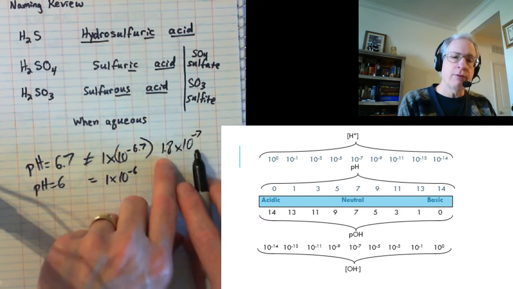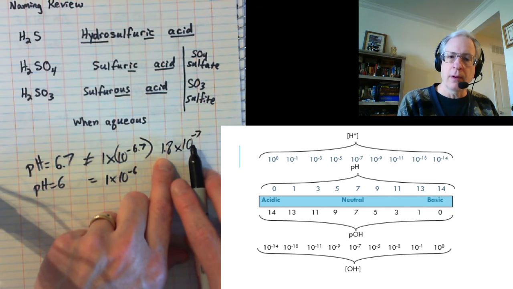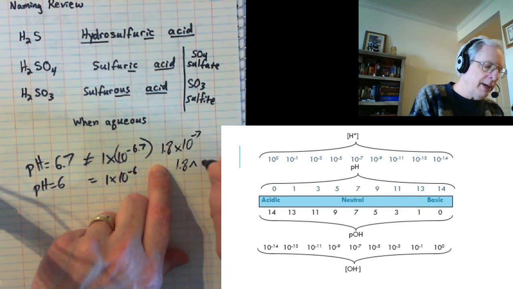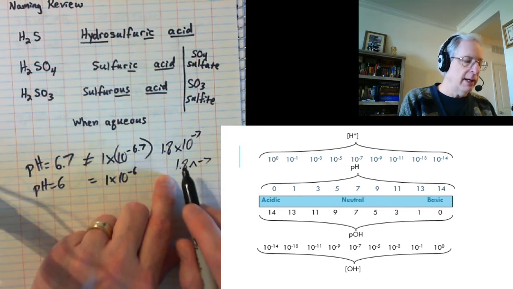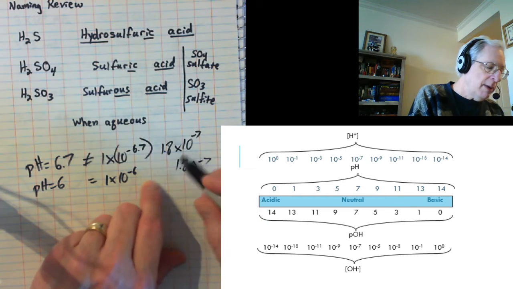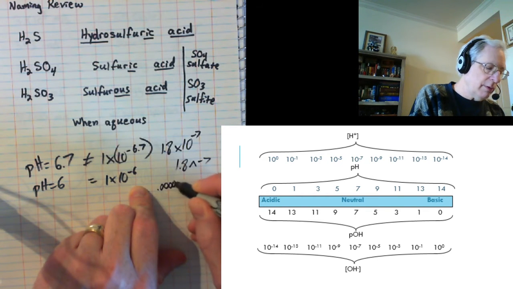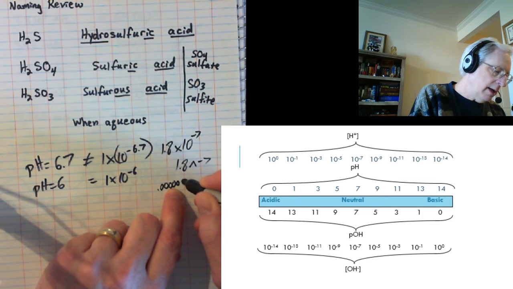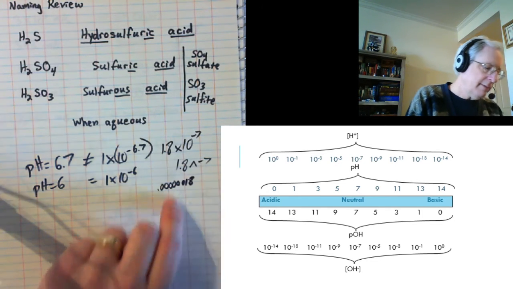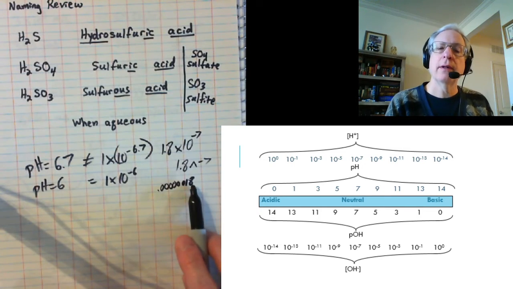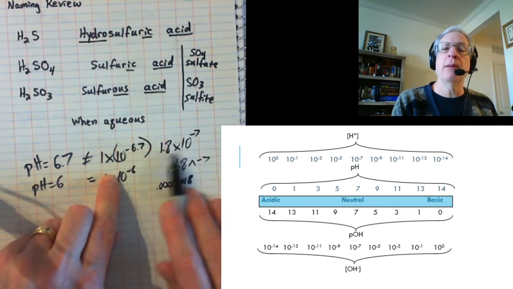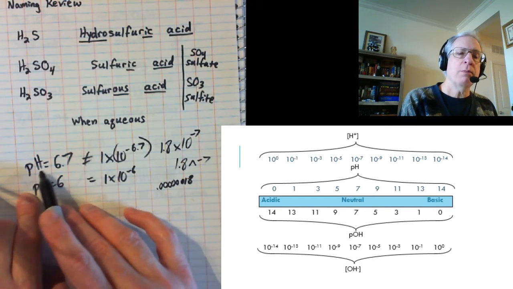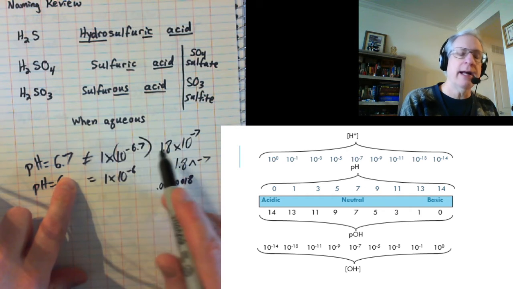Your calculator will convert this into the proper value. You might get 1.8 up arrow negative 7, which is the same thing as 1.8 times 10 to the negative 7. You might get 0.00000, where am I at? 1, 2, 3, 4, 5, 6, 7, 8. You might get this value, but it will convert this into a proper form. And the reason I say that is if I gave you a question on the test, what is pH 6.7 equal in hydrogen ion concentration?